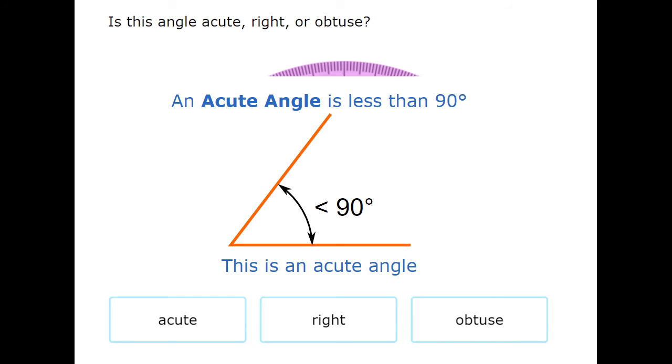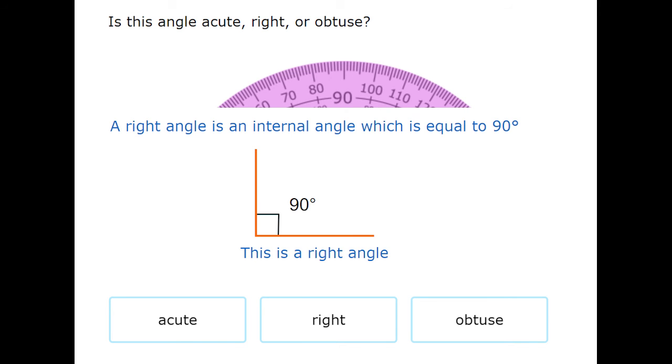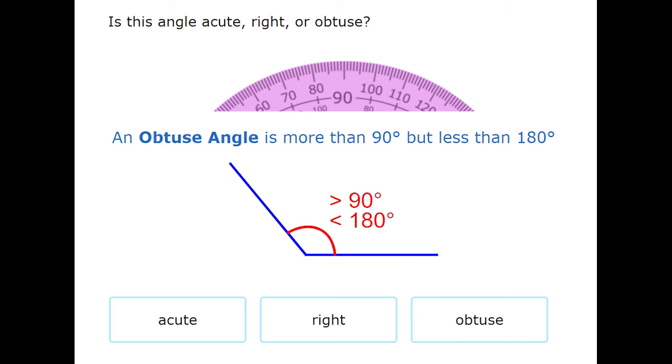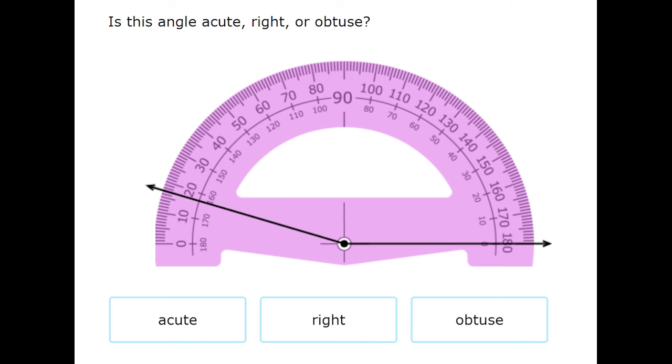Remember, an acute angle is less than 90 degrees. A right angle is exactly 90 degrees. And an obtuse angle is more than 90 degrees, but less than 180 degrees. So looking at the two bold rays that join at the center of that protractor, would that be an acute angle, a right angle, or an obtuse angle? It's an obtuse angle because it is more than 90 degrees and less than 180 degrees.